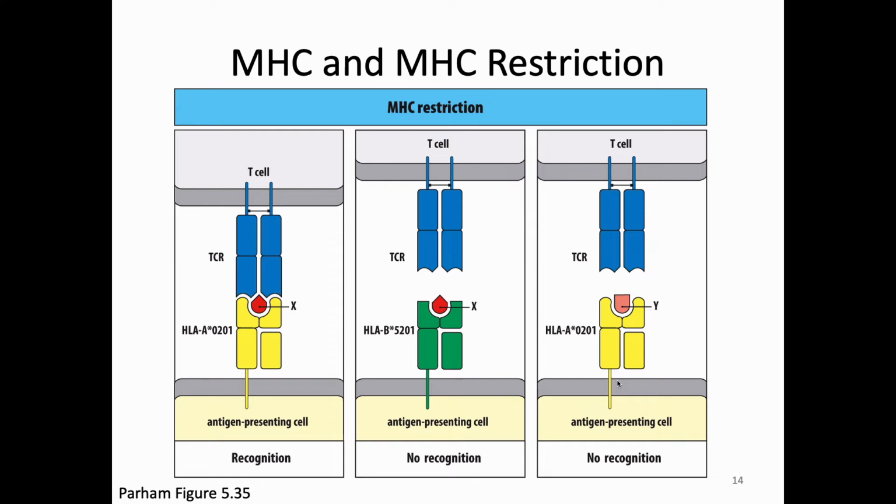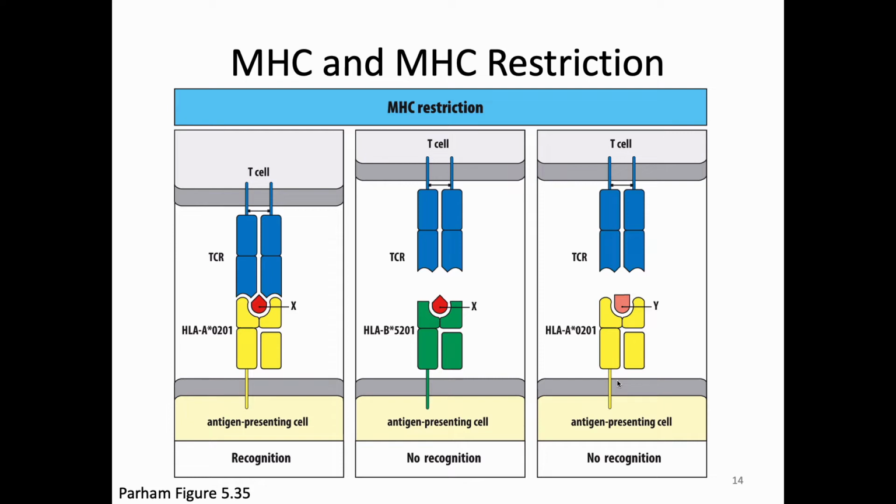So here we can see a T cell with a T cell receptor. And it is binding to one kind of MHC, which is this yellow MHC, that is presenting this antigen, antigen X. And so we've got the right MHC and the right peptide. The T cell recognizes, and the T cell is going to be able to do its T cell stuff.